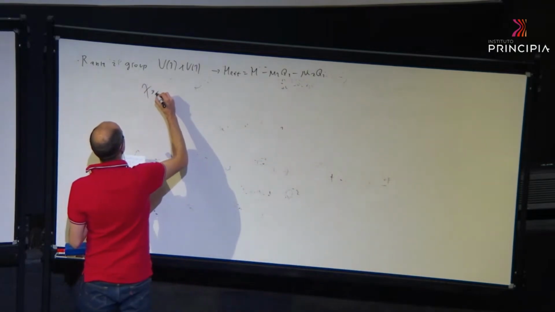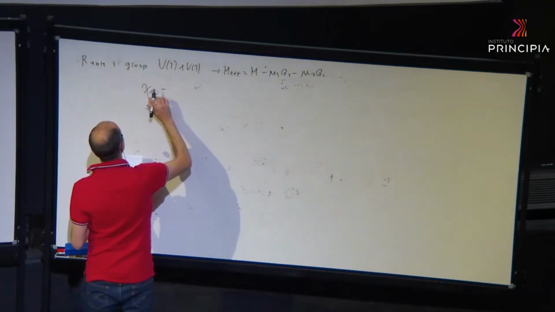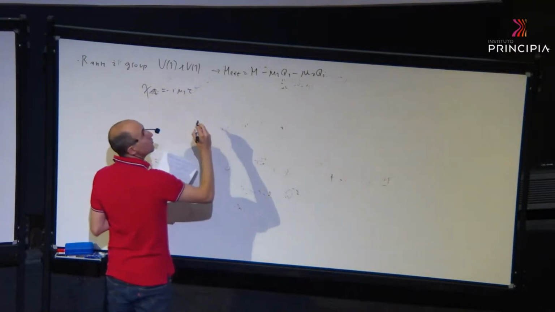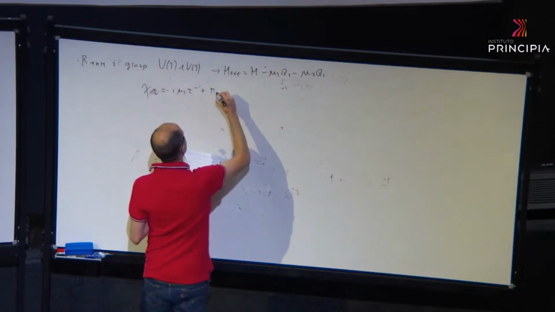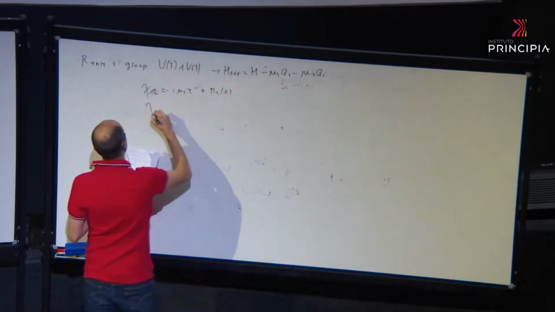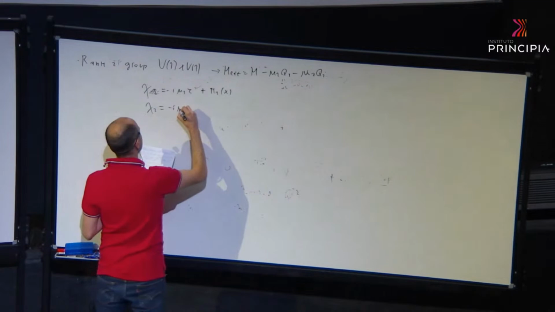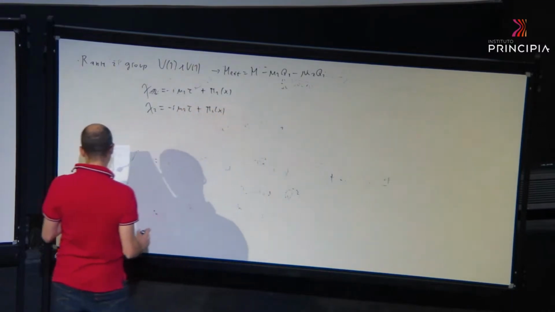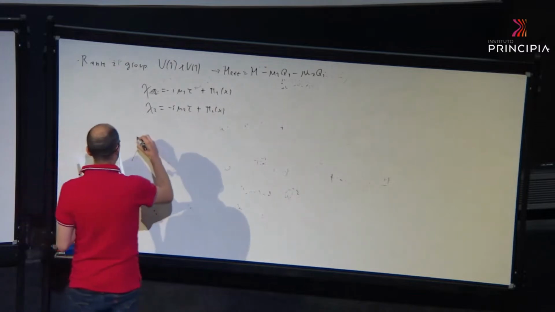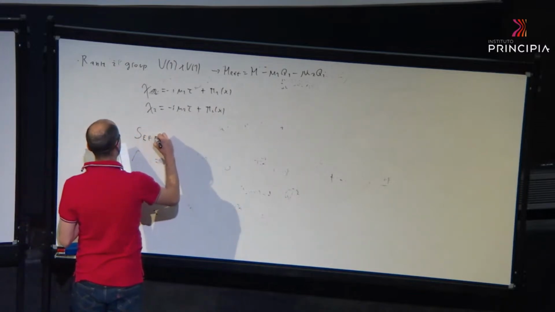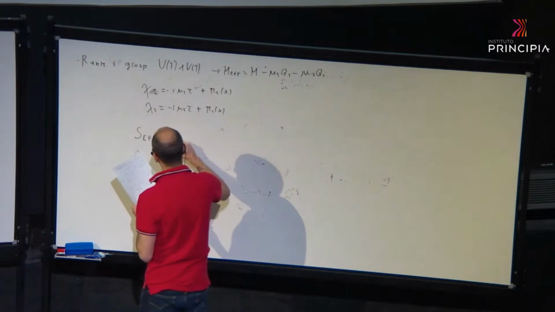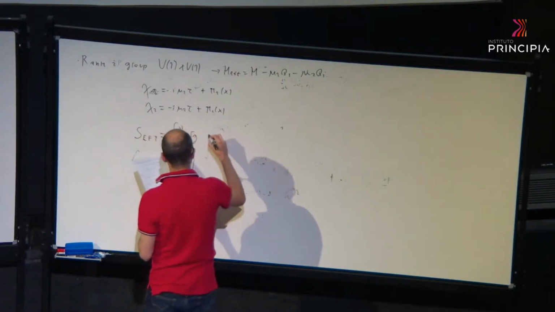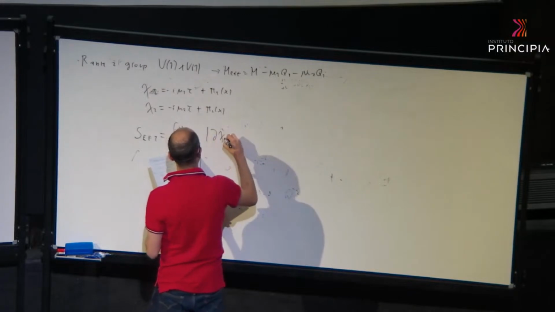So you have two Goldstones, chi1 minus i mu1 tau plus pi1 of x, and chi2 minus i mu2 tau plus pi2 of x. And yeah, so the only thing which is interesting here is that now the effective field theory is not fully fixed even at leading order in derivatives. It's just something like this.